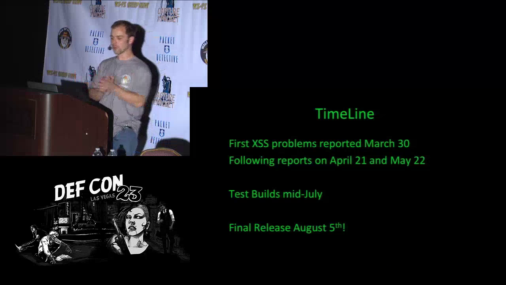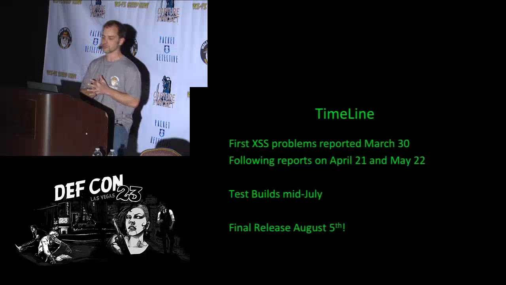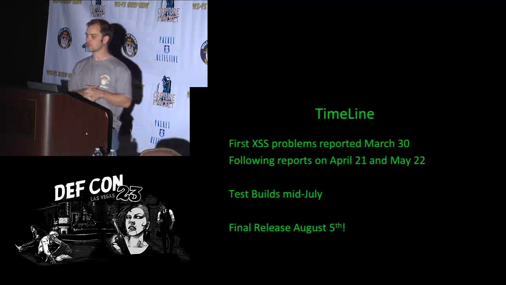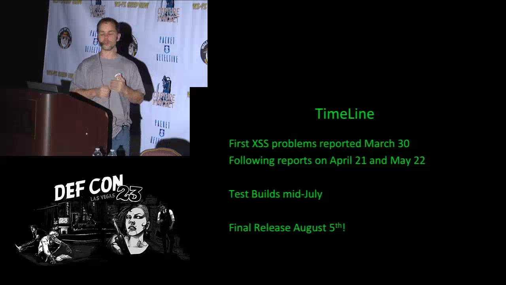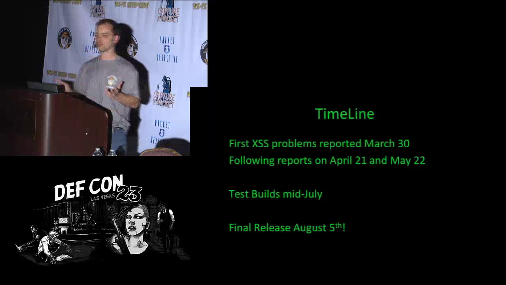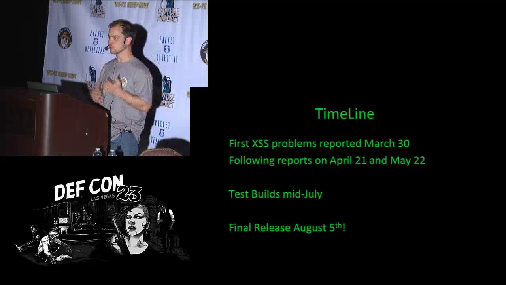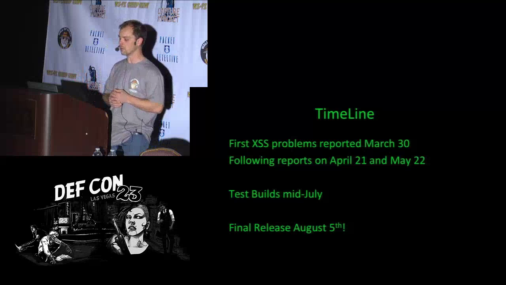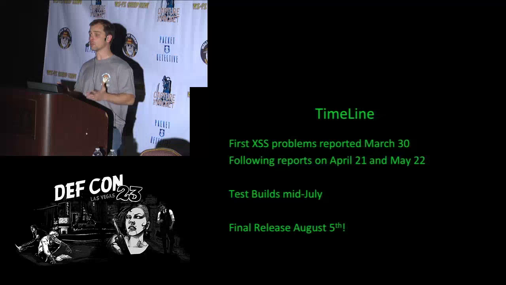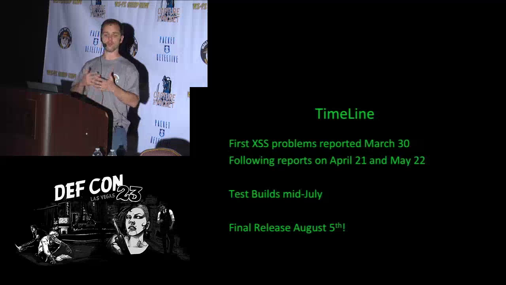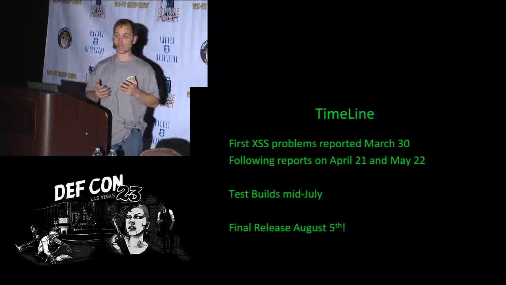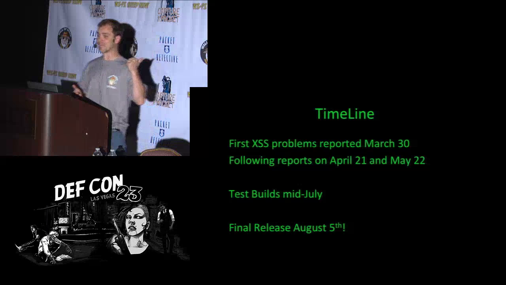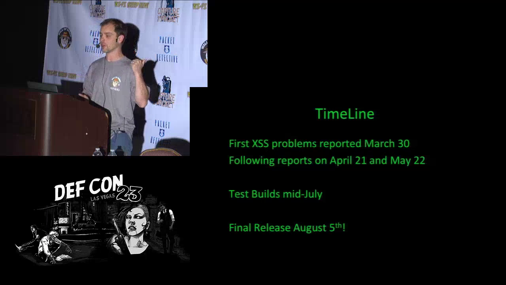So I first reported the problems to the company, the first series of problems, on March 30, with follow-ons on April 21 and May 22. They're a small company. None of these guys are super huge, and it took a little bit of time till I was able to get them involved. But when I did get them engaged, I got to their security people. They were great, working directly with me. And then it was about mid-July that they got me the builds. But I was really, really sweating because they didn't get the fix posted until August 5th.